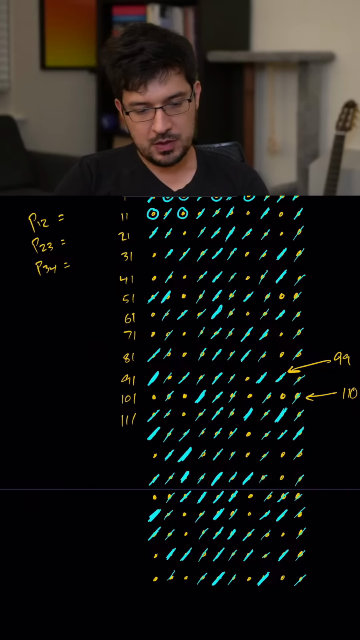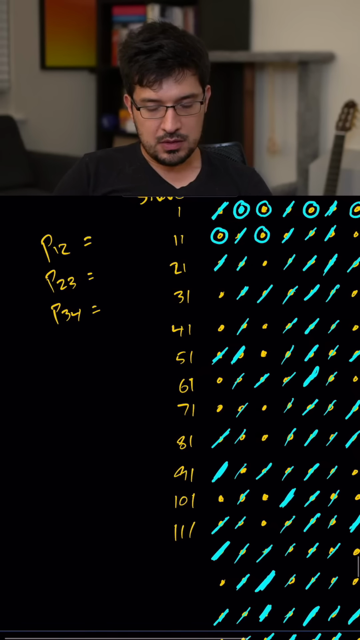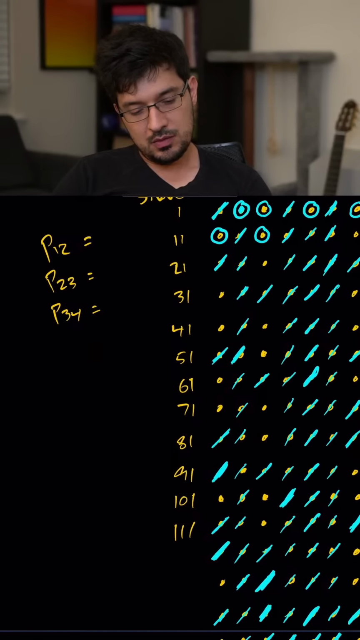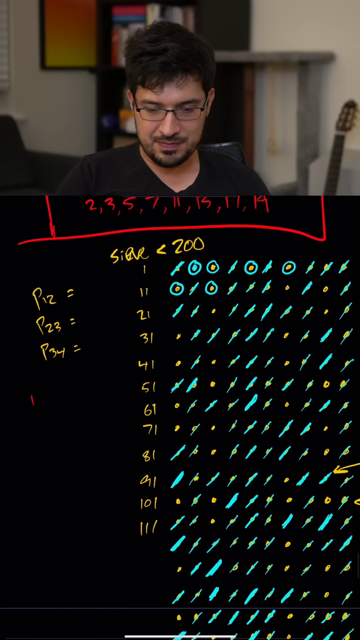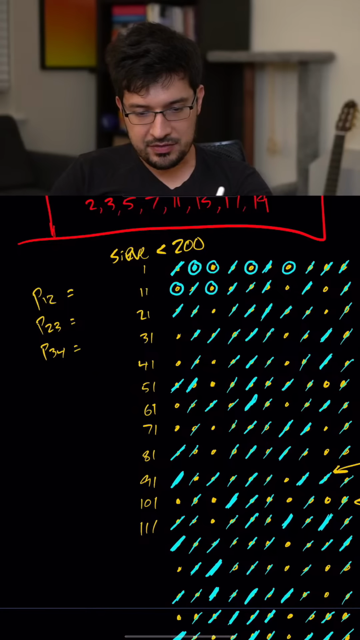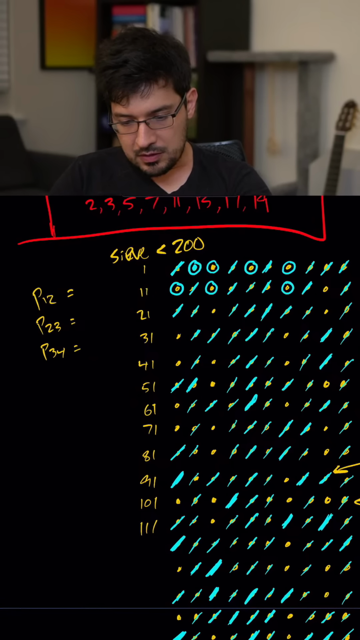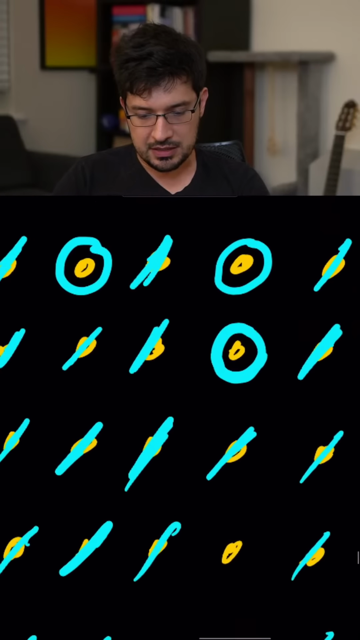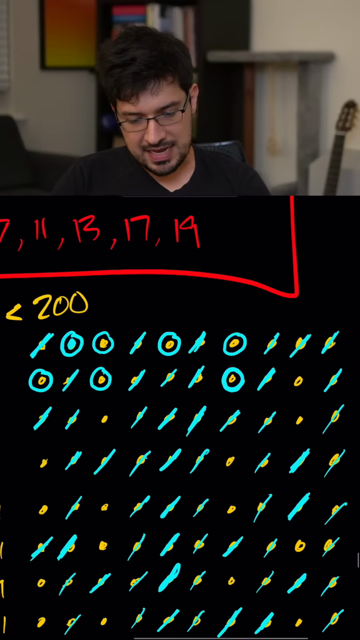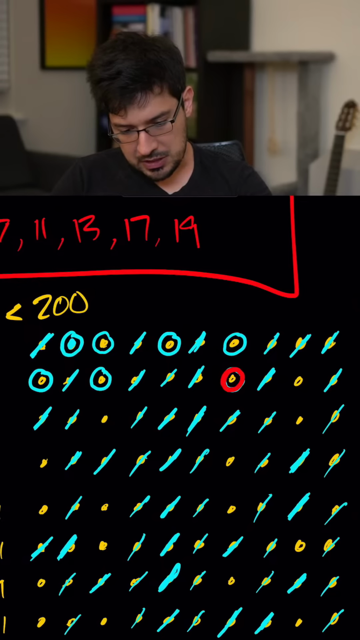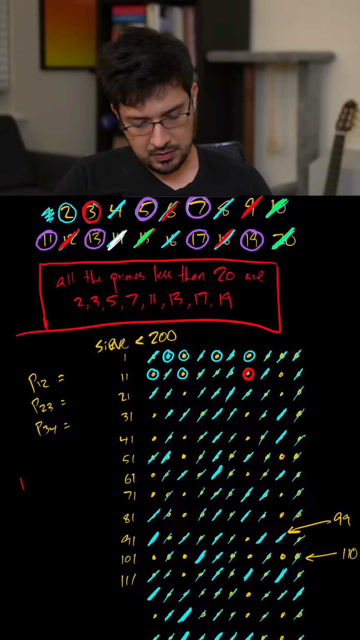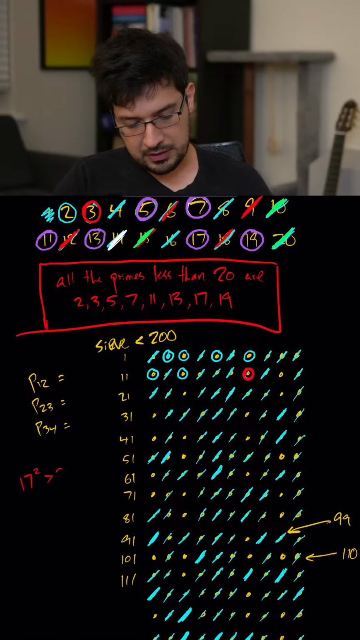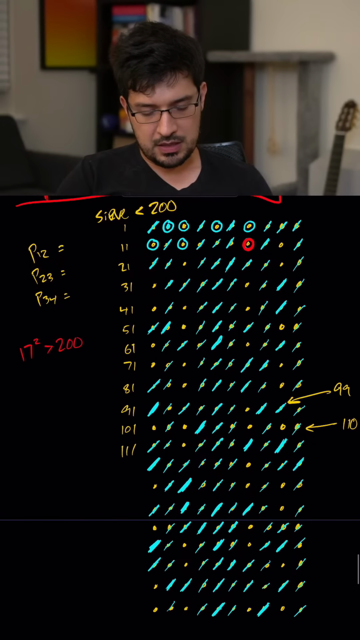No. We know that the next one, oh wait, the next one's not 15. What am I talking about? The next prime is going to be 17 right here. And this one is actually going to be some kind of a magical one, I'd say. It's red. And that's because 17 squared is greater than 200, I think.